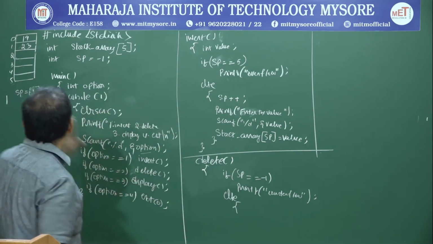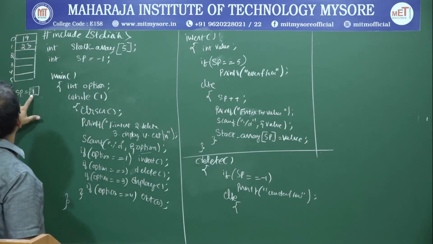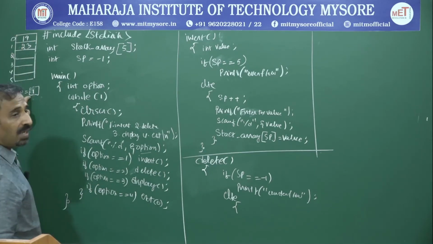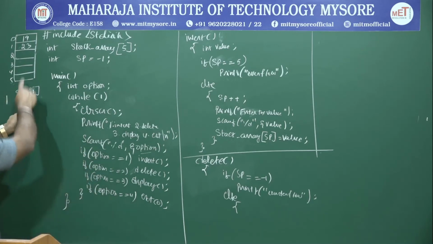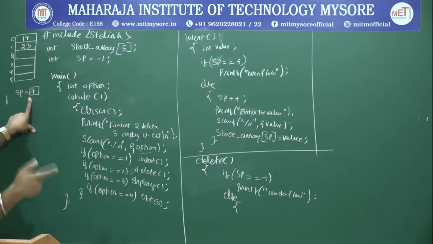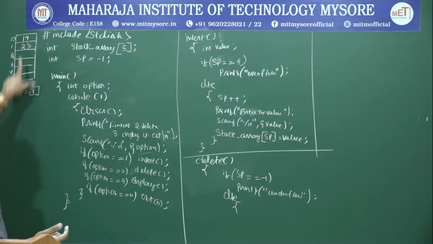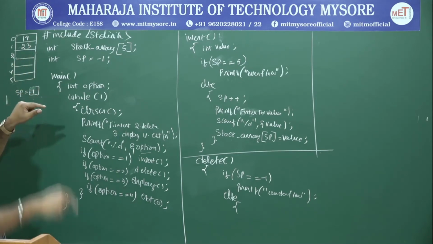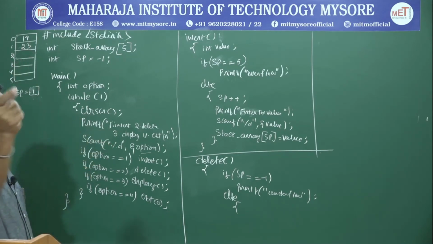Before you do the deletion, take this case. Right now, SP is equal to 1. In this state there are 2 elements. Can I do deletion of an element? Yes, I can do deletion, because the element which came last to the stack is 23. So therefore, that will go.